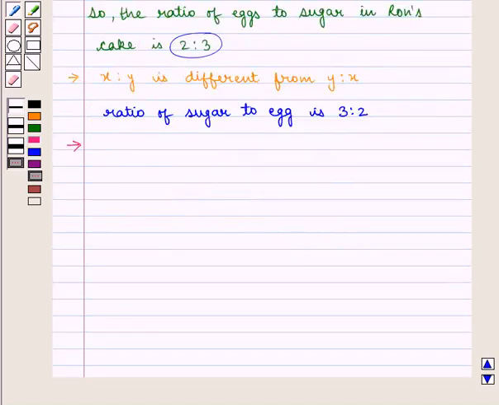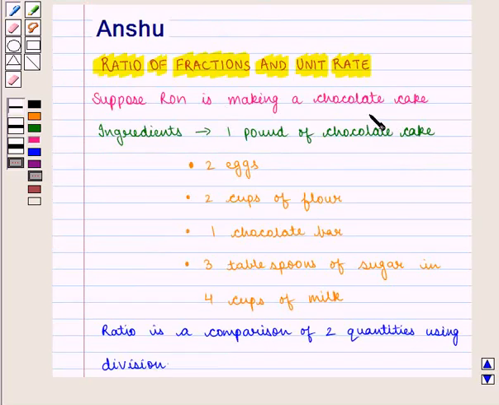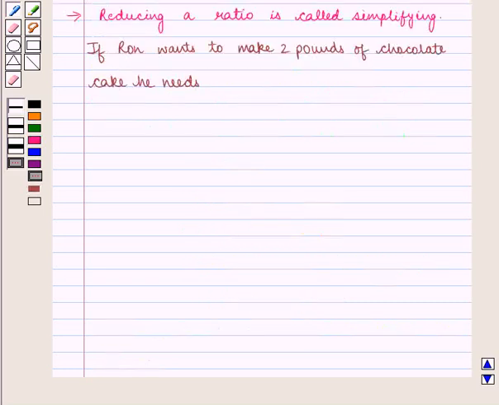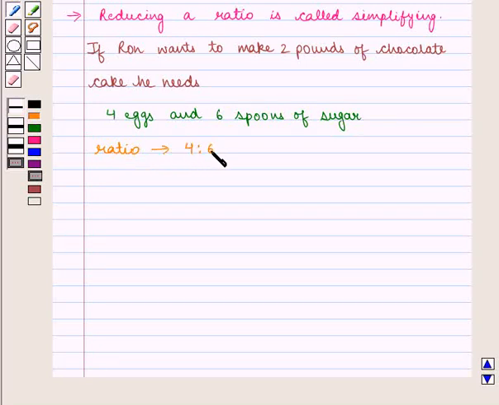We also know that, like a fraction, a ratio should also be reduced. Reducing a ratio is called simplifying. Now in the above example, if John wants to make 2 pounds of chocolate cake, he needs 4 eggs and 6 spoons of sugar. Then the ratio of eggs to sugar becomes 4:6, that is 4/6, which becomes 2/3, or we can also write it as 2:3.